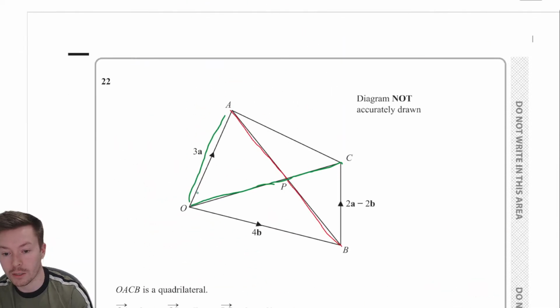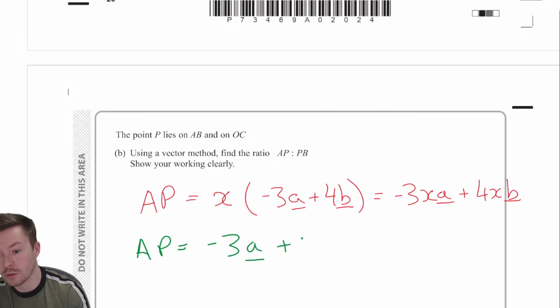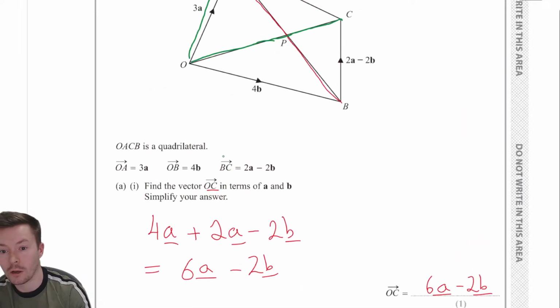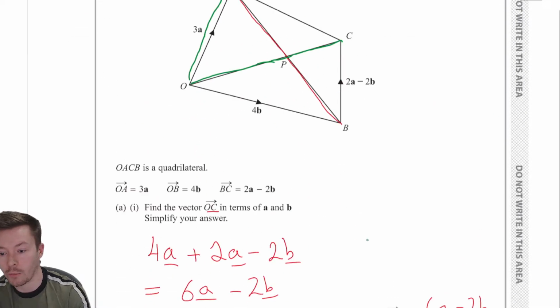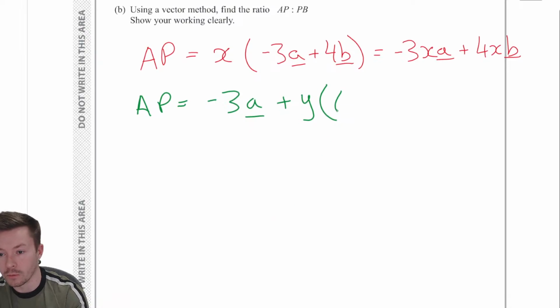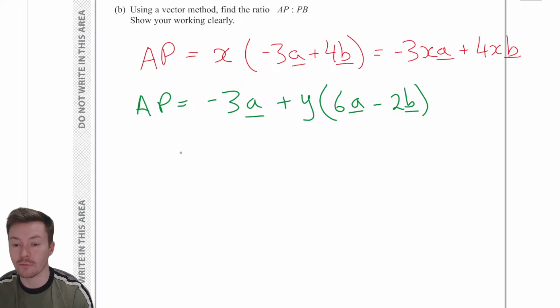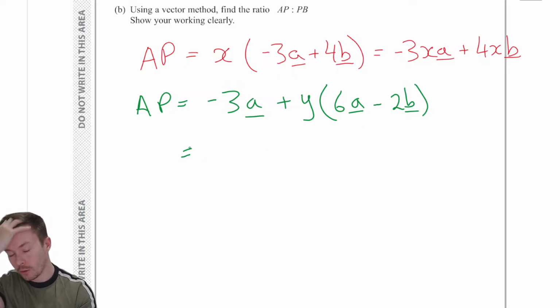Okay, we're going to go from A to O, which is minus 3A, plus some fraction, we're going to call it y, of OC. And OC we've already worked out is 6A minus 2B. So 6A minus 2B. Now, that is two different ways of getting from A to P.